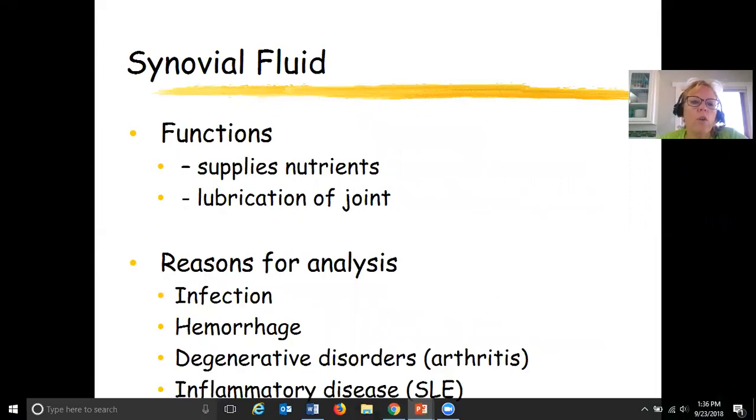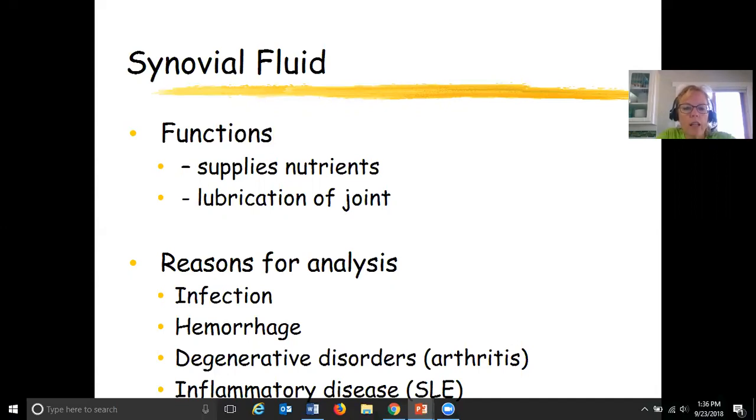Then the functions, of course, is supplying nutrients because there's really no blood supply to the joints or in the joint specifically. And then it also provides lubrication of the joints. Joints have to move, just like any other moving part. They need lubrication or things don't work as well as they're supposed to.